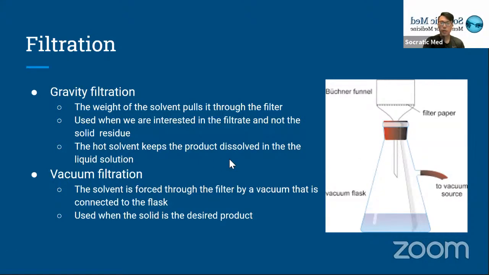So usually you want the solvent hot in order to keep the product that is dissolved in the liquid solution to remain in solution and not get stuck on the paper filter. So this is known as gravity filtration. It's the most basic way to filter between liquids and solids.